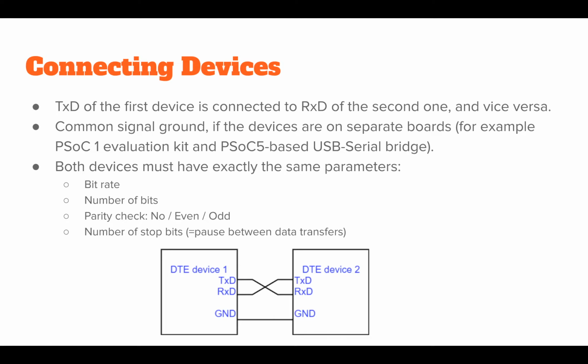Connecting devices. Okay, if you have 2 data terminal equipment devices, then you basically just cross the wires. Of course, if you have for example a microcontroller on both of those, then the first microcontroller transmit must be the second microcontroller receive, and vice versa. And of course, both devices must have exactly the same parameters. So bit rate, number of bits, parity check, number of stop bits, which means pause between data transfer.